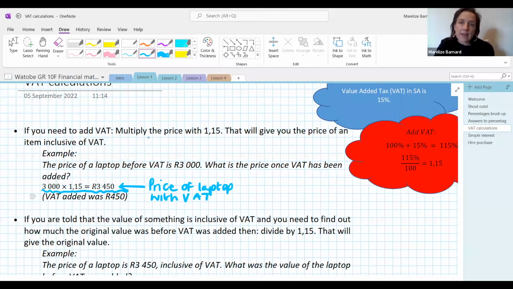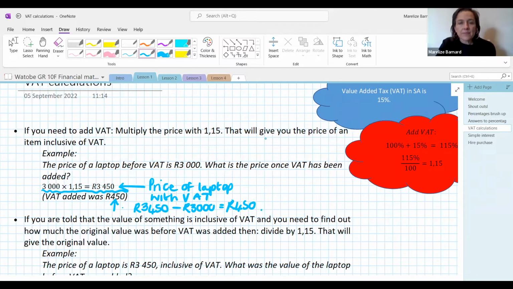And the VAT portion of it, which is also an important part you need to understand, that is 450. Because do you see that the new price, 3,450 minus the old price is 450.